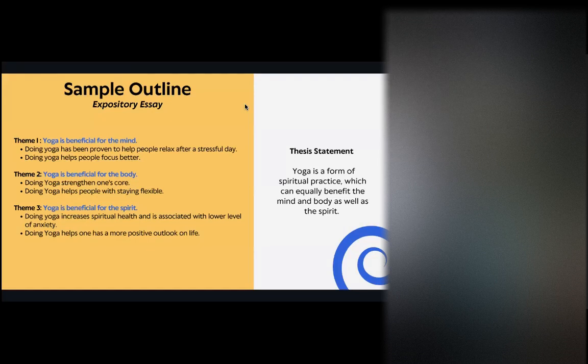And another thing that we can point out here is that the first theme is that yoga is beneficial for the mind. And as you can see here in the sentence, the mind is the first thing that they pointed out. And the second one is the body. And also here, the second one is the body. And the last one is the spirit. And the last one here is also the spirit, as you can guess. So that is how we always want our thesis statement to look like.